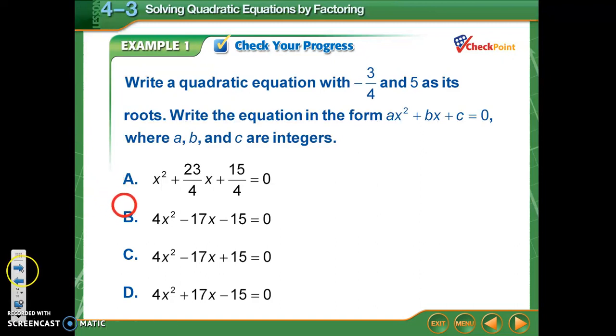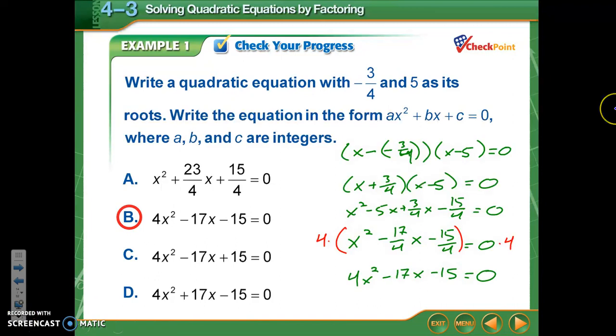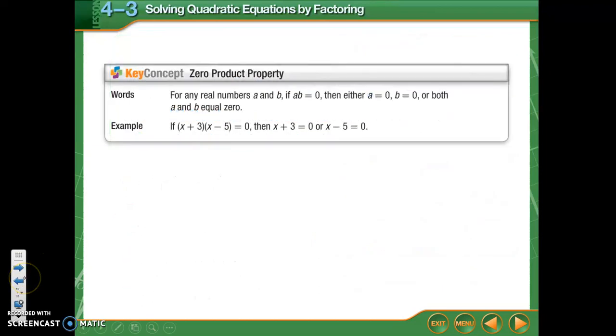Okay, you should have gotten B, 4x squared minus 17x minus 15 equals 0. And there's the work if you need to stop for a second and check that out. All right, what we're going to do now is talk about the zero product property. This explains why we can write things in factored form the way that we did.